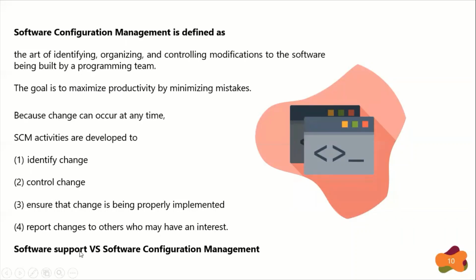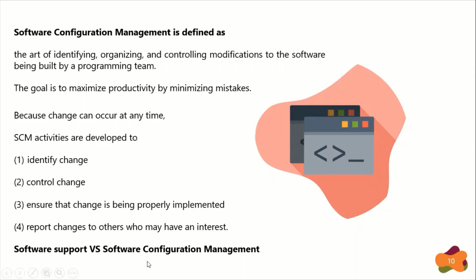Now, there is a difference between software support and software configuration management. Support is a set of software engineering activities that occur after the software has been delivered to the customer and put into operation. So when you deliver your software to the customer and the customer reports any changes, that will come under software support. But software configuration management is a set of tracking and control activities that begin when the software engineering project begins, and it ends only when the software is taken out of operation.